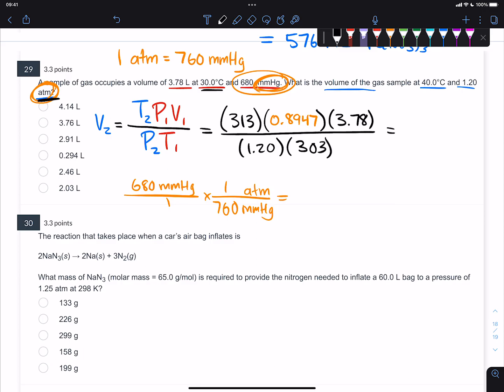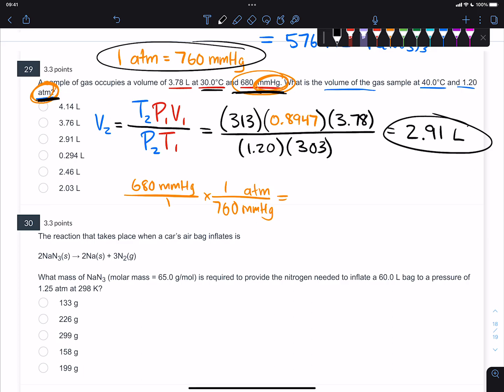So doing all this math, you get 313 times 0.8947 and some stuff times 3.78, press enter, and divide by the product of 1.2 and 303. I get about 2.91 liters of gas. So where do you avoid pitfalls? First of all, make sure your pressures are in the same units. Doesn't matter which unit, as long as they're the same unit. This is an important conversion factor to memorize. Also, make sure your temperatures are in Kelvin, and then just set up your equation correctly.